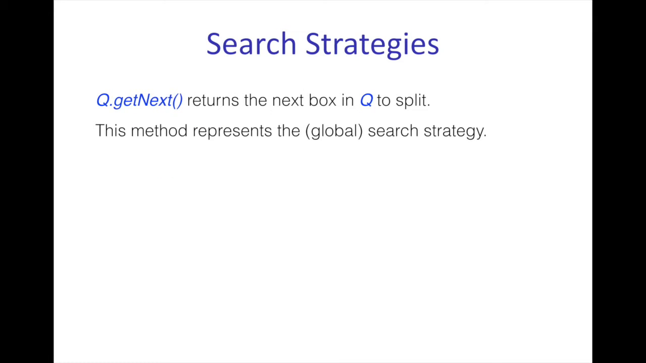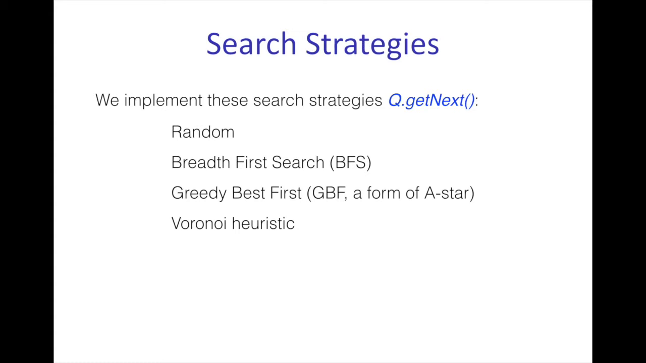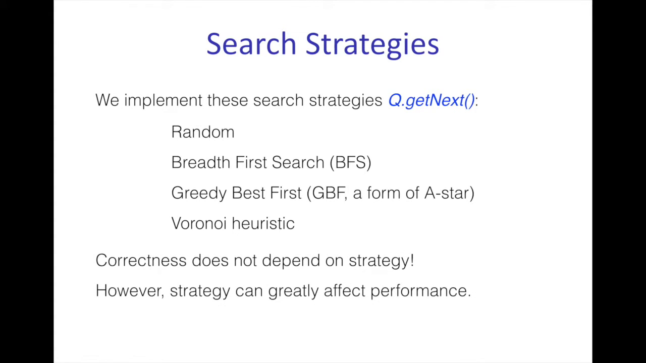The getNext method of the queue represents the global search strategy. We use several search strategies for the priority of the queue. Note that the choice of strategy does not affect correctness, but may affect performance.